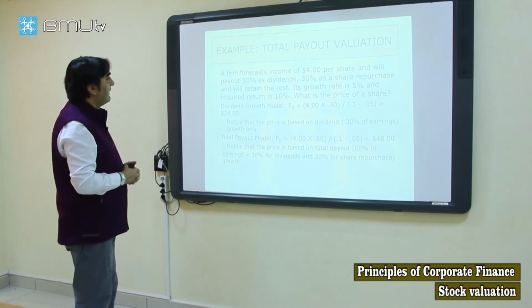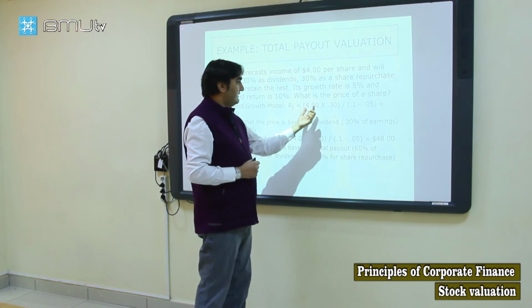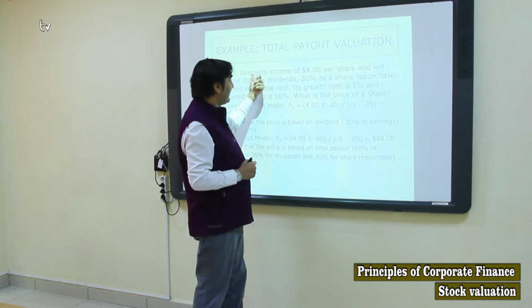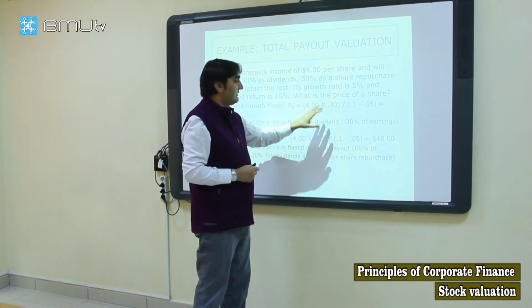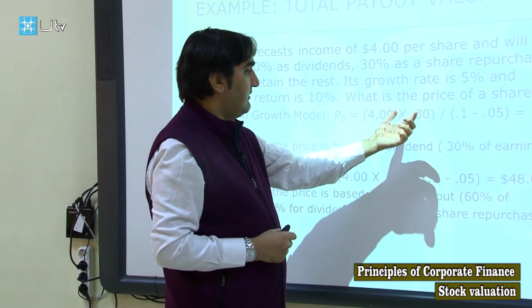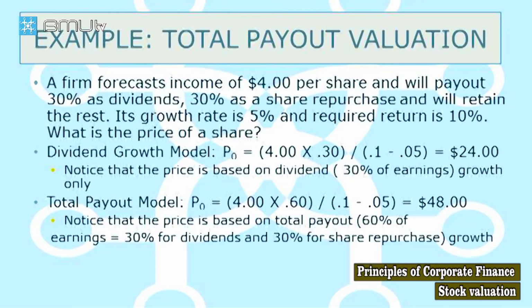For example, a firm forecasts income of $4 per share and will pay out 30% as dividends, 30% as a share repurchase, and will retain the rest. Only 40% will be retained. Its growth rate is 5% and the required return is 10%. What's the price of a share? Applying our dividend growth model, that's $4, since it's forecasted, it is next period, and dividend will be 30% of this. We multiply it by 0.3 and it becomes D1 divided by R minus G. We get $24.